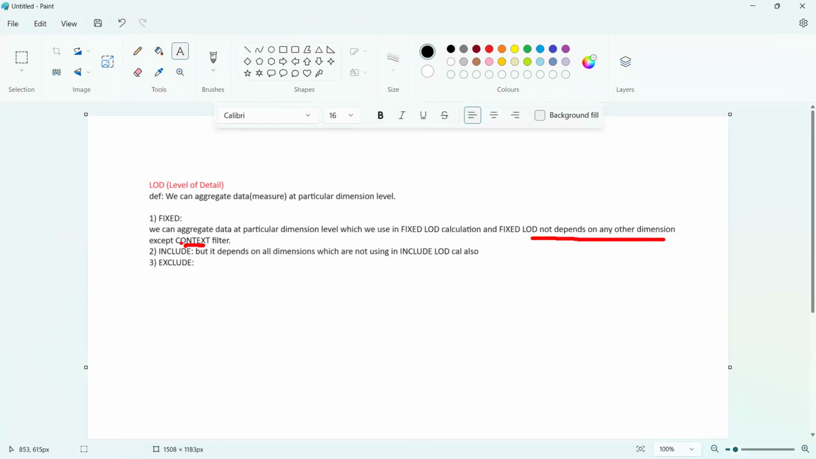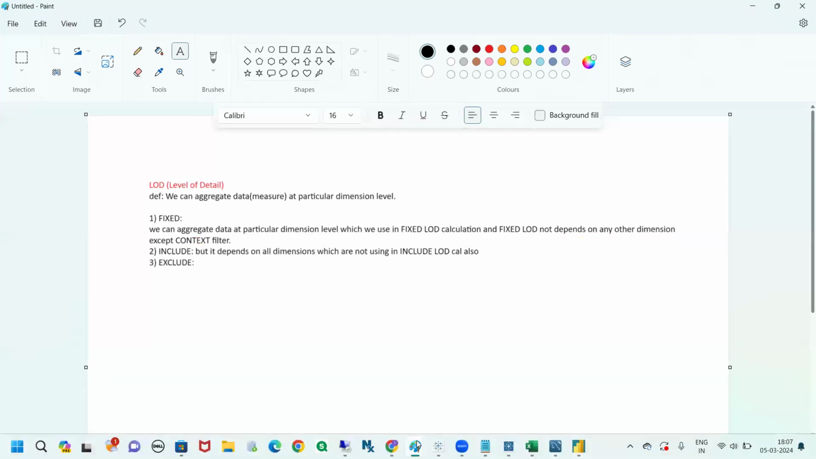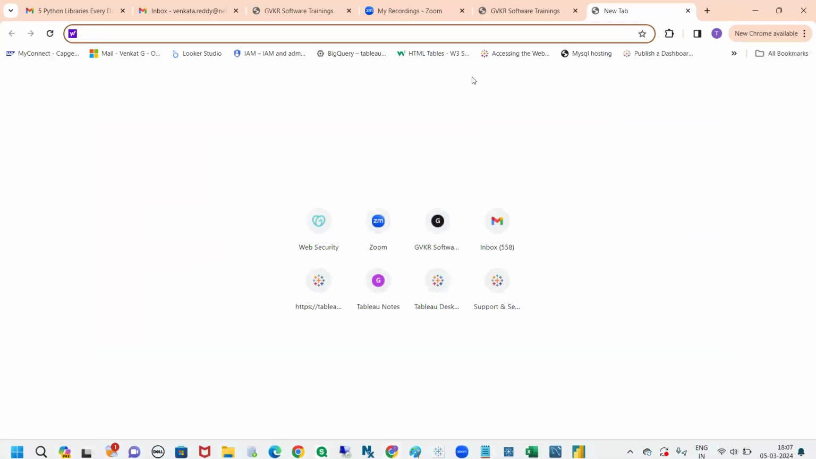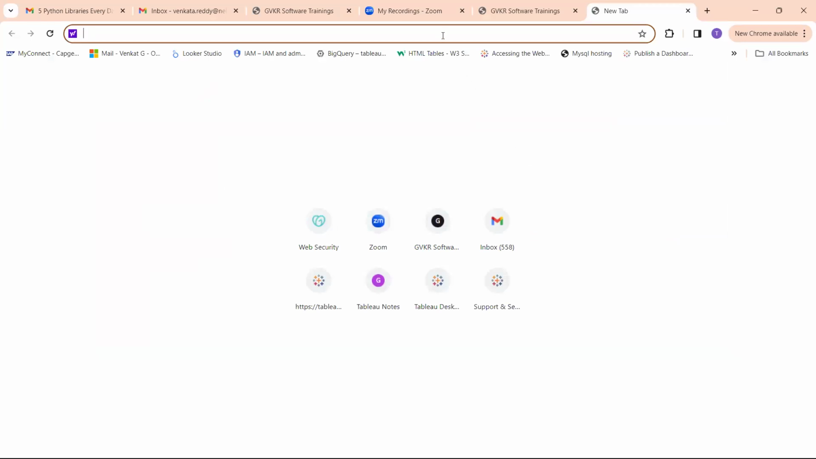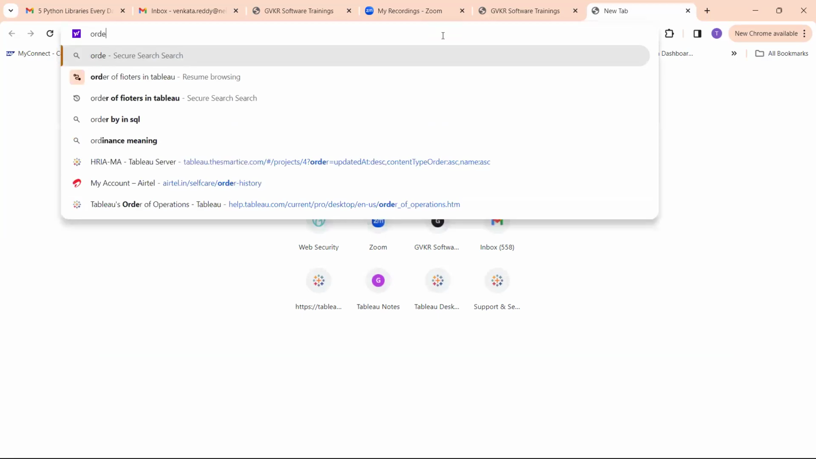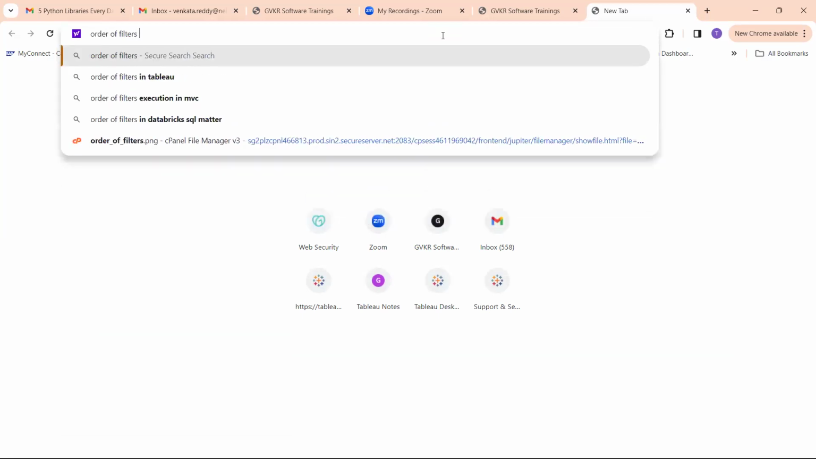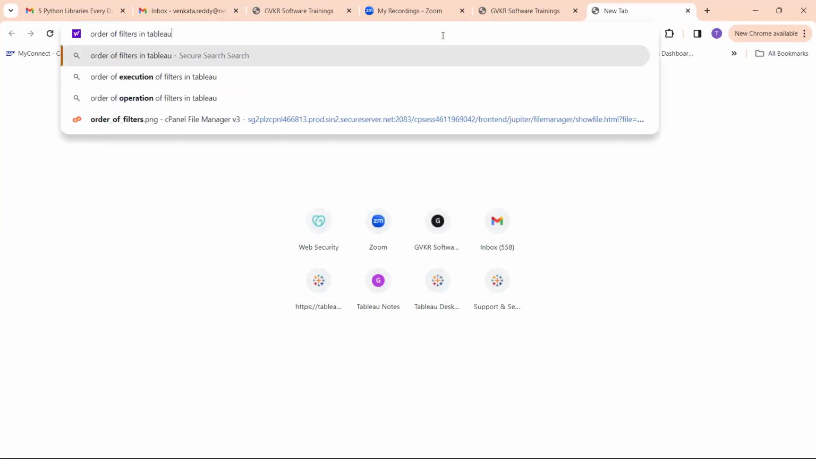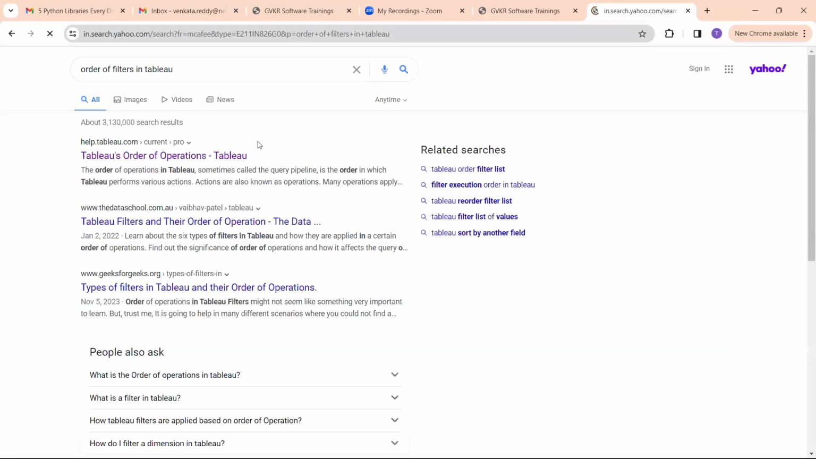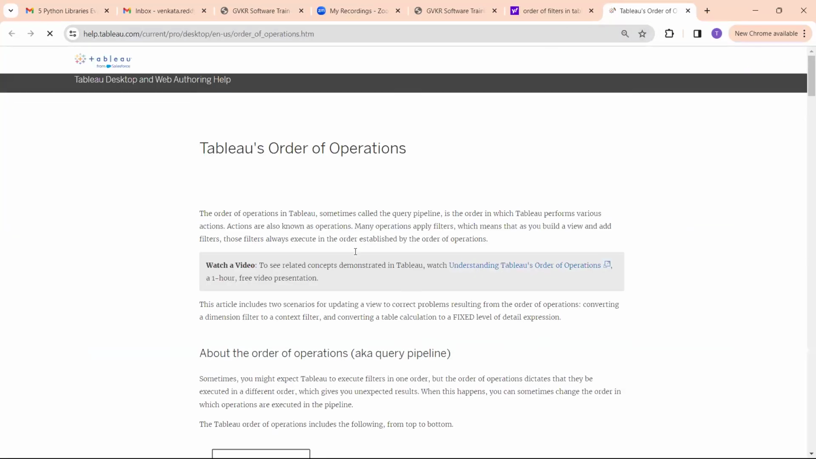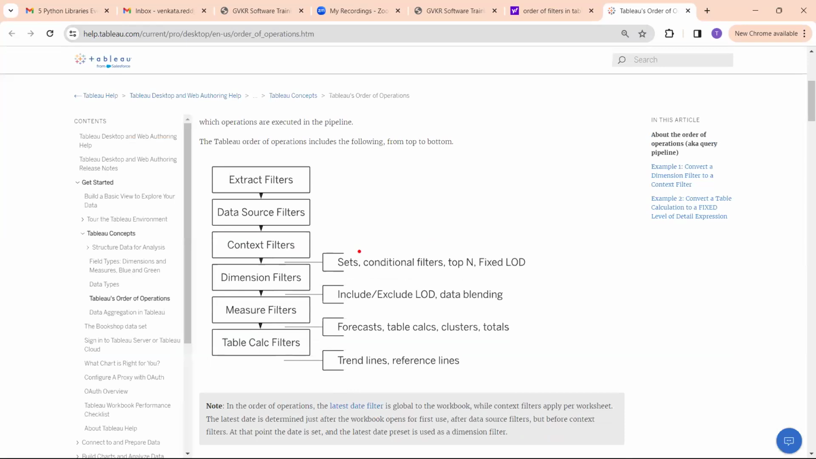We have seen this context filter while we were doing the condition option and top option, right? So the same thing here also. Why? Because you remember this option, the order of filters in Tableau. You see this order of filters, I showed you earlier.